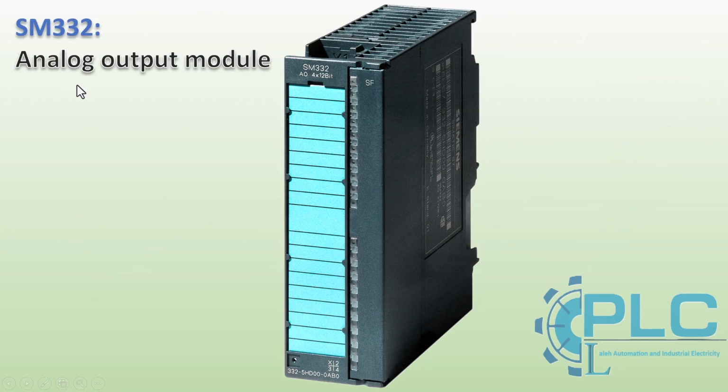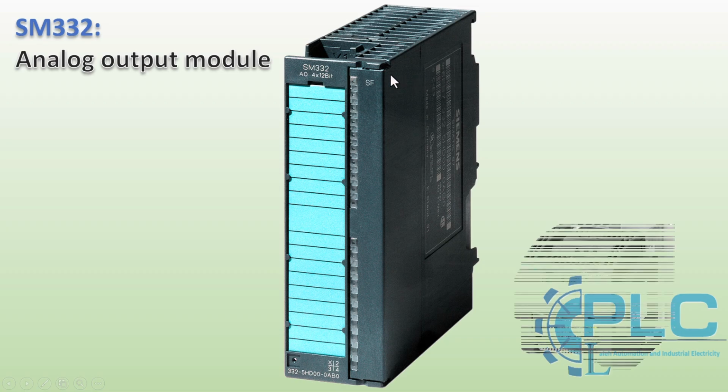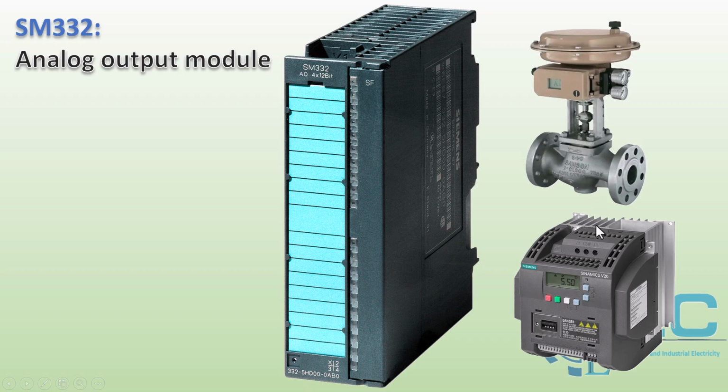SM332 Analog Output Module. The SM332 is an analog output module in the S7-300 PLC series. It enables the PLC to send continuous analog signals to field devices, a process known as digital to analog, D to A, conversion. This module is used to control processes that require continuous, variable control signals. Unlike digital outputs, which only provide on-off signals, analog outputs are used for applications where precise, adjustable control is needed.